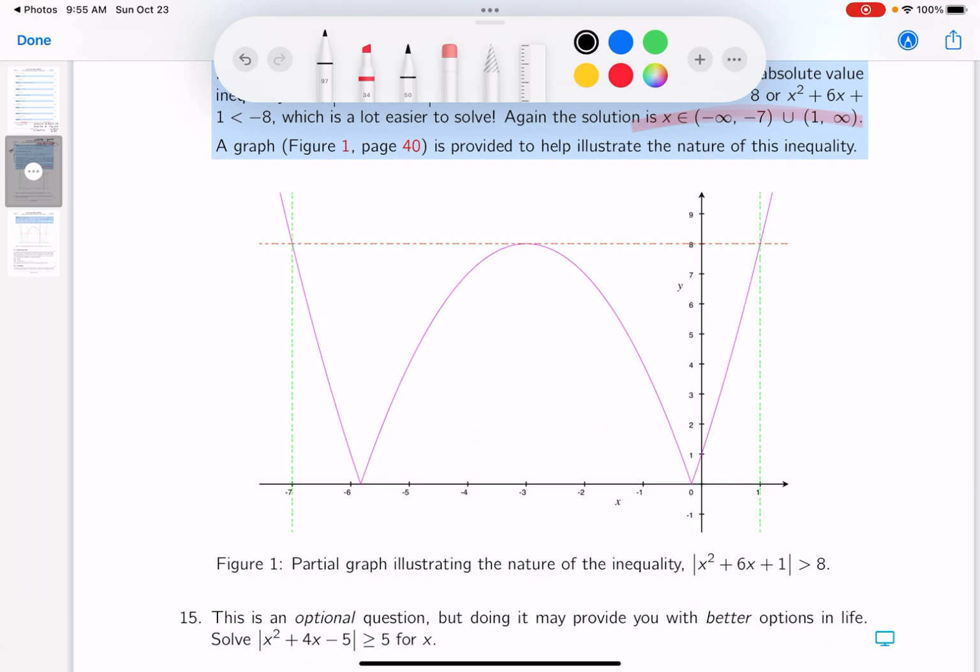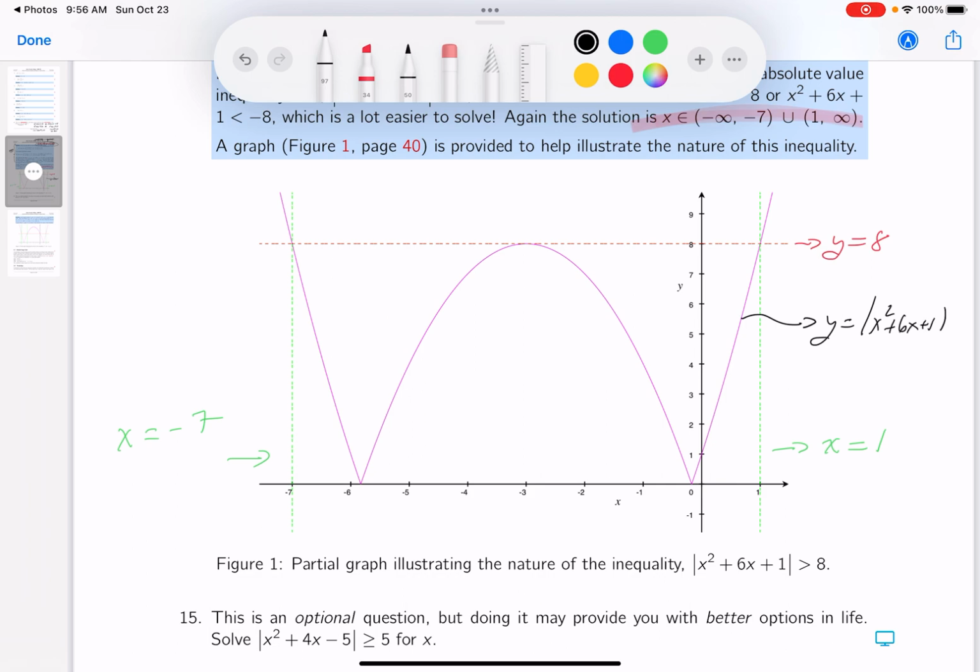We have a line over here. This line over here is y equals 8. We have a green line, and this green line over here is going to be x equals 1. And we have a green line over here, and it looks like x equals minus 7. We also have this magenta-colored curve. Let me put that in black for you. This magenta curve over here is going to be y equals the absolute value of x squared plus 6x plus 1.